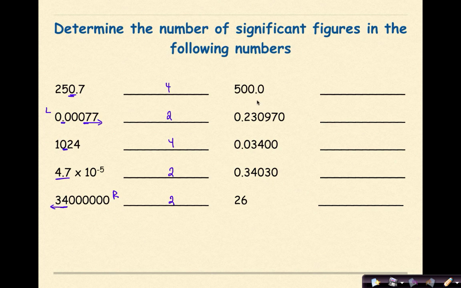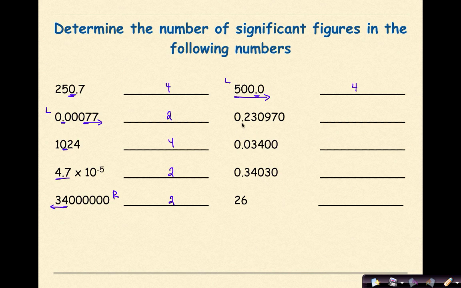For the next one, the decimal is present in the number, which means I start over on the left-hand side, and my first number is a non-zero number. So that means that number and everything after it, including the zeros, is significant. So therefore, I have 4 significant figures here.